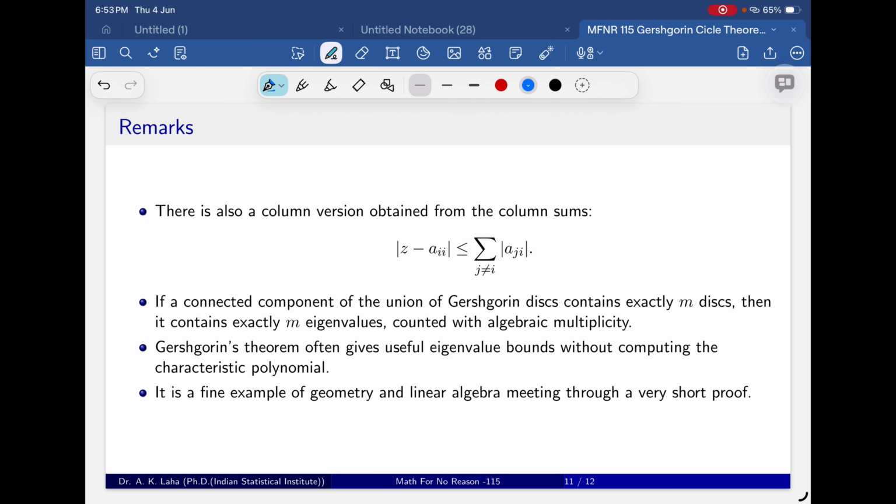And in fact, it is true that if a connected component of the union of Gershgorin disks contains exactly m disks, then it contains exactly m eigenvalues counted with algebraic multiplicity. Thank you.